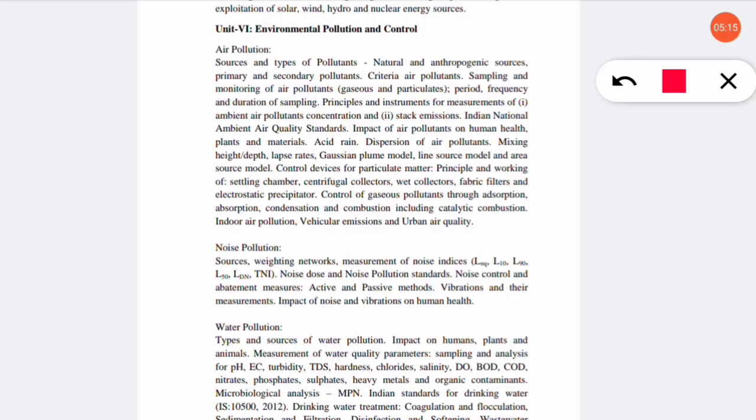Here in front of the screen you can see the syllabus for the NET Environmental Science Examination, and in Unit 6, that is Environmental Pollution and Control, under the water pollution section you can see a very important thing, which is the Indian Standards for Drinking Water, that is IS 10500 of 2012. So let's see what that is, because it is also very important as far as the entrance examination is concerned.